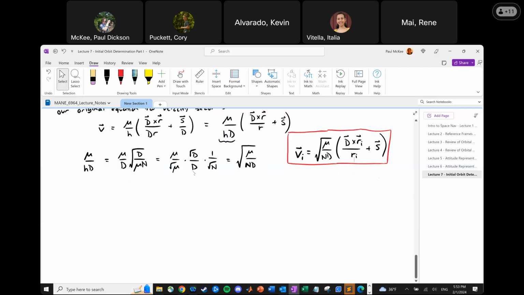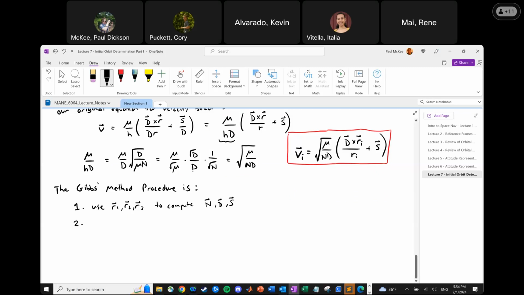So to recap then, the Gibbs method procedure is, maybe I won't do the underline. There we go, it's going to be confusing. Step 1, use position 1, position 2, position 3 to compute N, D, and S.